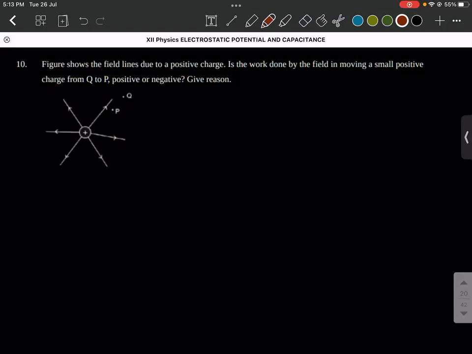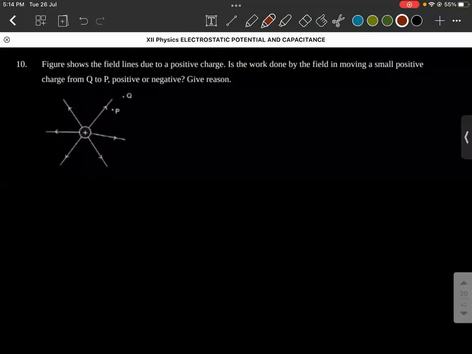Okay. So it's given work done by the field. Work done by the field. What did you say? Sir, the charge is going from Q to P, which means it is going opposite to the field. Okay. So is that the reason for work done? So what will be the reason you will write in the exam? The angle between the force and displacement is 180. Okay, all the reasons are right only.